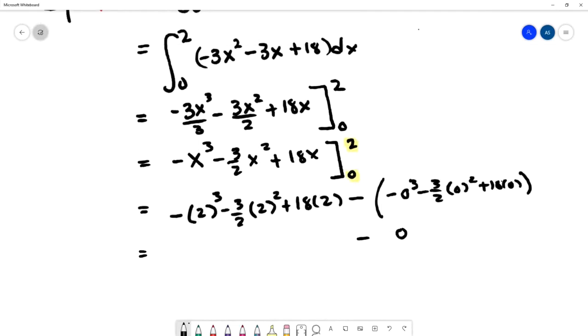And over here we have 2 cubed is 8. That's a negative 8. And one of these 2's cancels out, so we have a minus 6. Plus 18 times 2, that will be 36. We have 36 minus 14 will give 22. So we have the area between these two curves, which is also bounded by x equals 0 and x equals 2, to be 22.